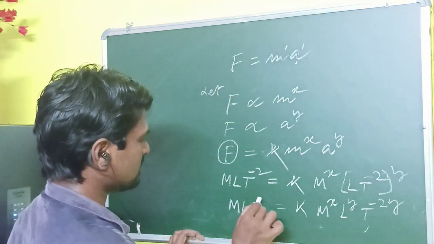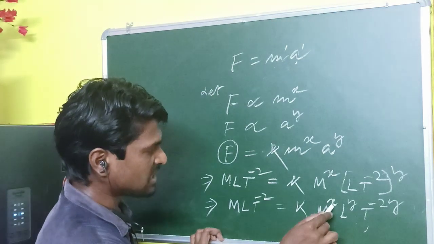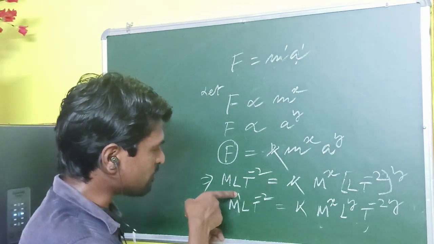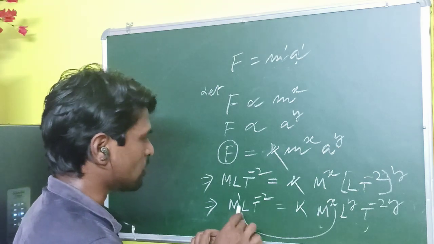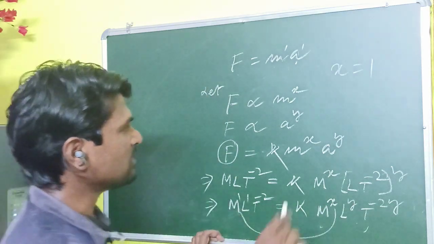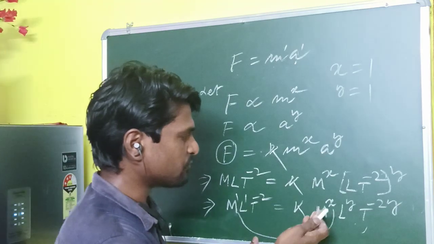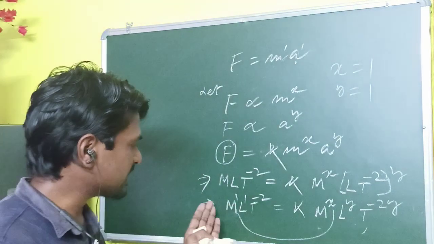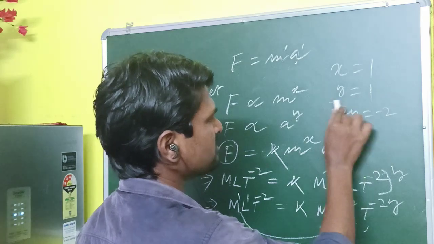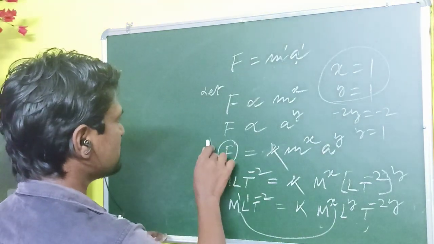Then you have to compare the exponent of mass with the left hand side exponent. Here the exponent of mass is 1, so x equals 1. Then for L, y equals 1. For the next, you compare the exponent of T on the right hand side with the left hand side, so minus 2y equals minus 2, and y is also 1. So this is the equation.